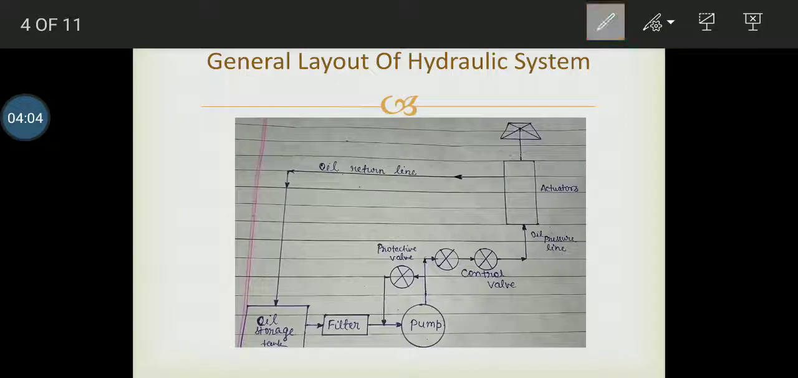The first topic is related to the general layout of hydraulic system. So this lesson is basically divided into two parts. One is the hydraulic system and the other is the pneumatic system. The hydraulic system is related to the general layout.